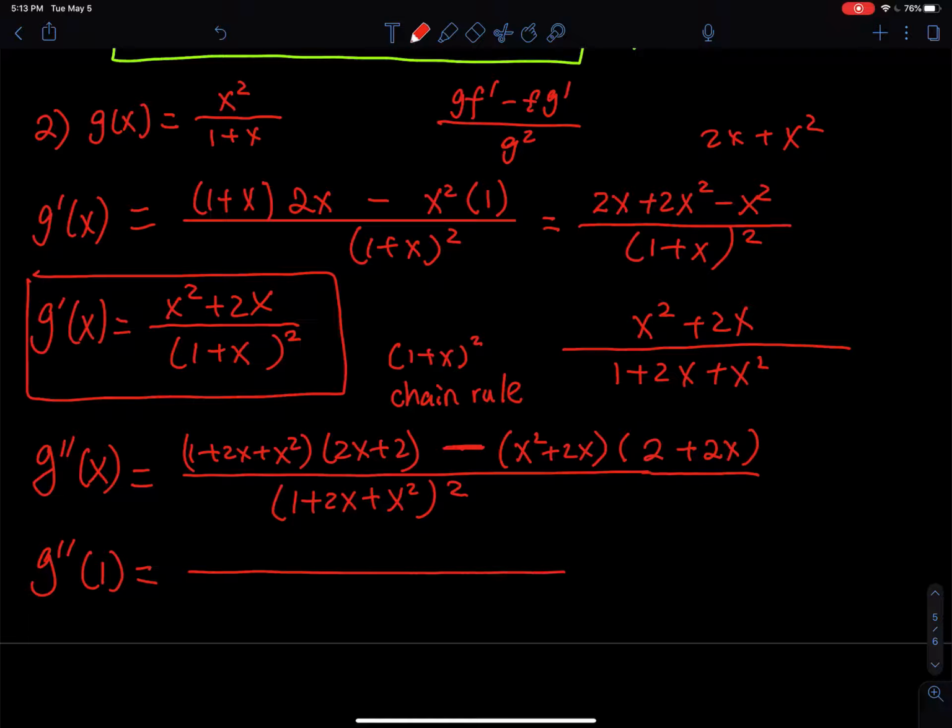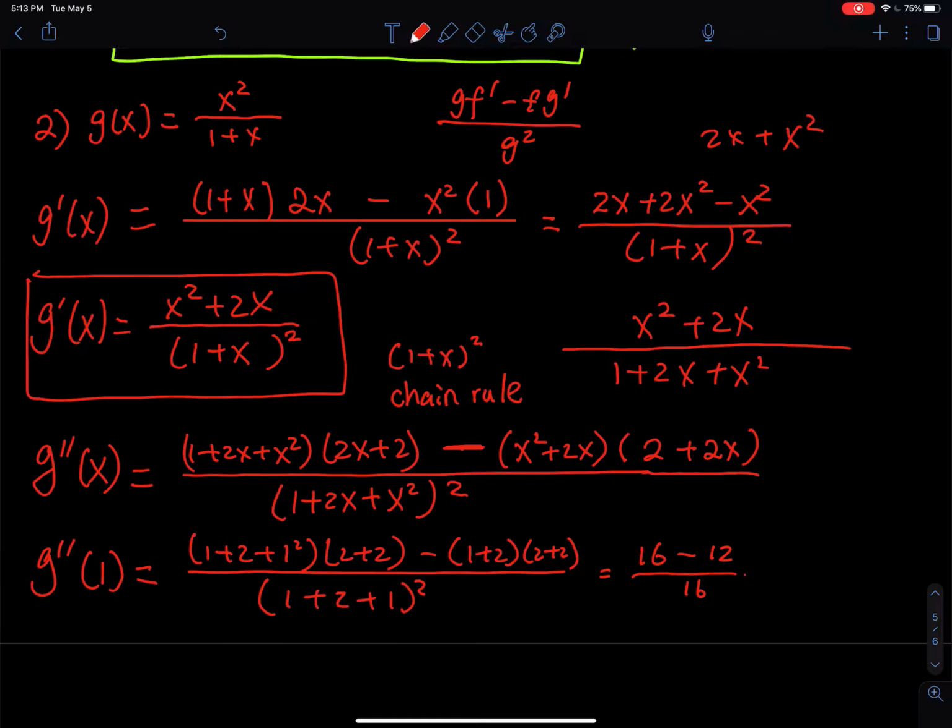So the bottom will be 1 plus 2 plus 1 squared. And then this will be 1 plus 2 plus 1 squared. 2 plus 2 minus 1 plus 2, and then 2 plus 2. So overall you have 4 times 4, 16, and then this is a 3 times 4 divided by 16. So you have a 4 divided by 16, that equals 1/4.